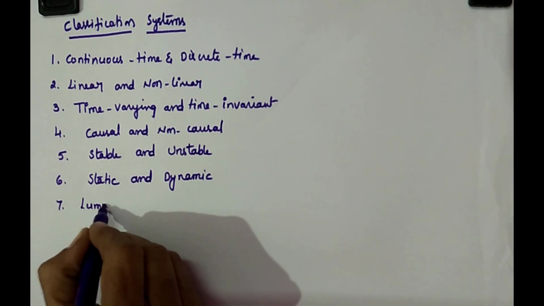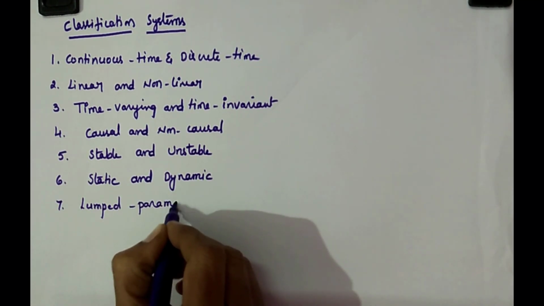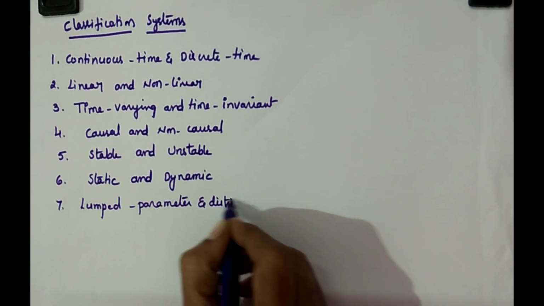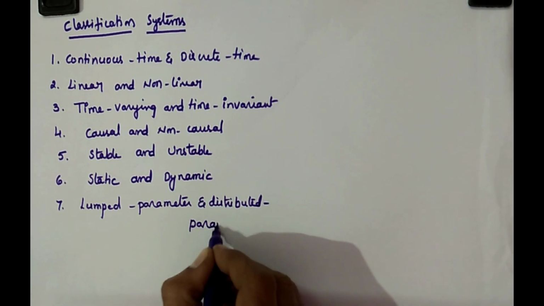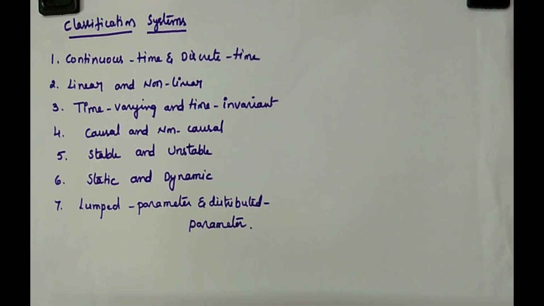last one, lumped parameter and distributed parameter systems. Okay, so this is the classification of systems: continuous time and discrete time, linear and non-linear, time varying and time invariant, causal and non-causal, stable and unstable, static and dynamic, lumped parameter and distributed parameter systems.